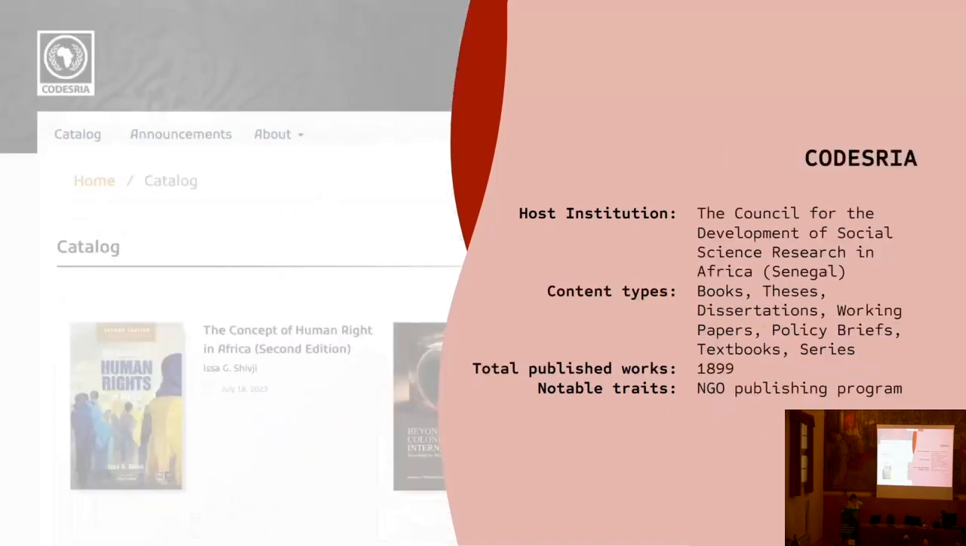Another example, again prolific, with nearly 2,000 published works on their OMP, is CODESRIA, the Council for Development of Social Science Research in Africa. They are based in Senegal, but work across the continent. And they have books, and in their language, they have just a group called books, and then also theses, dissertations, working papers, policy briefs, textbooks, and series. So across a set of almost 2,000 publications, you can see that there's really substantial groupings of content within a system that was supposed to be just for books, in a way.